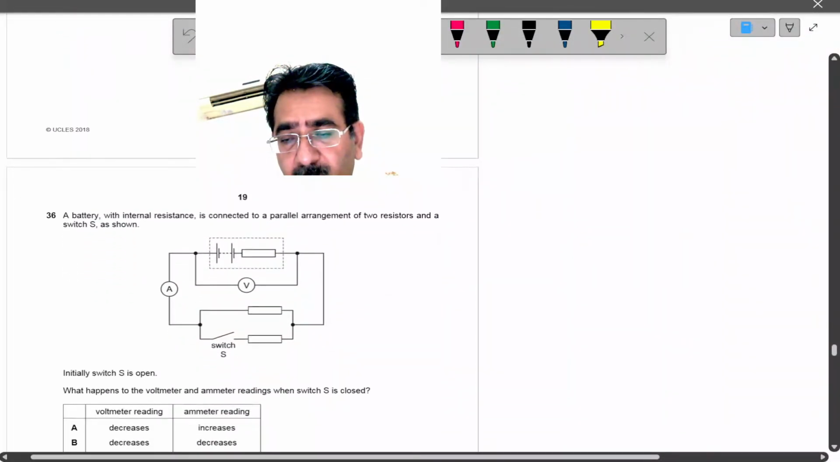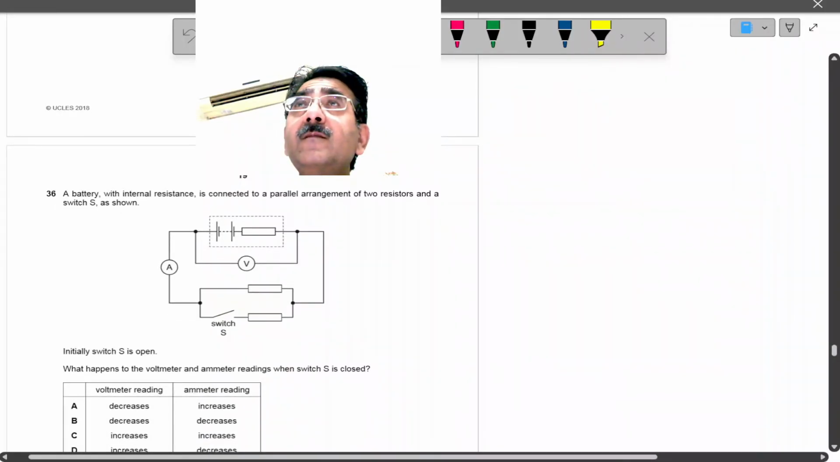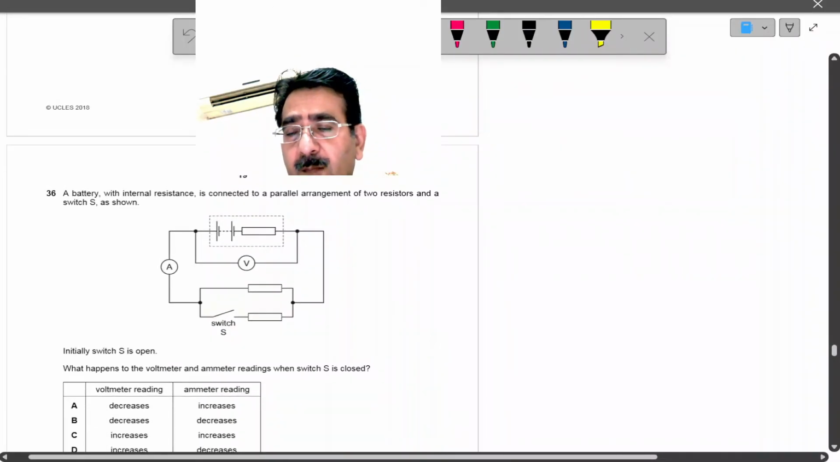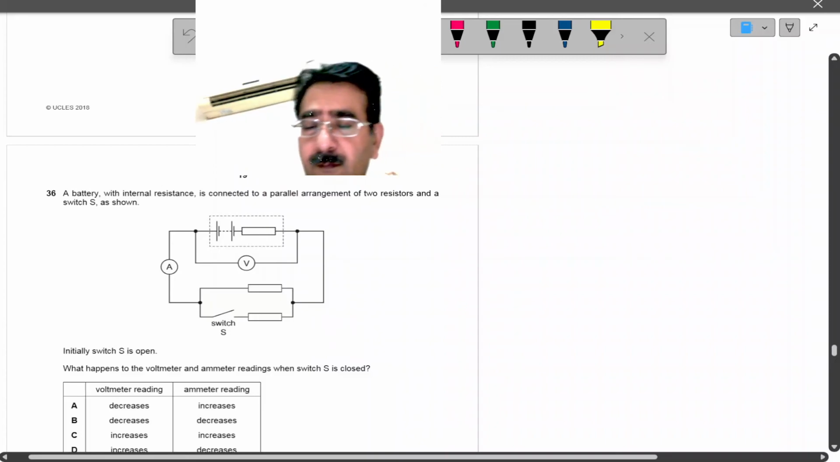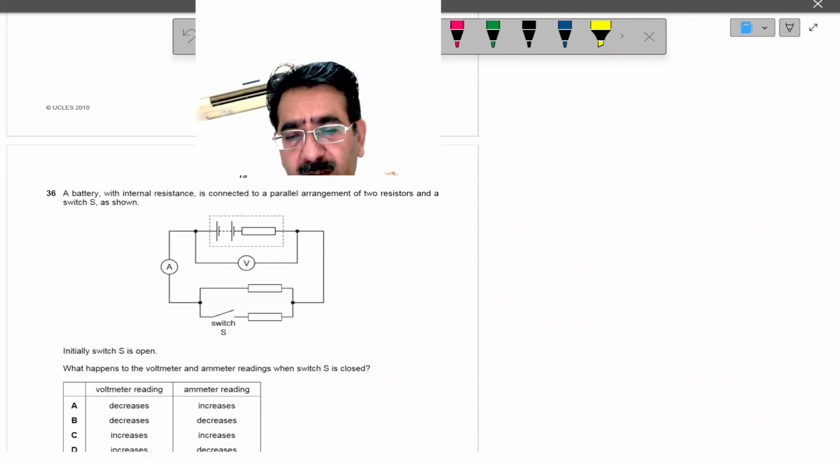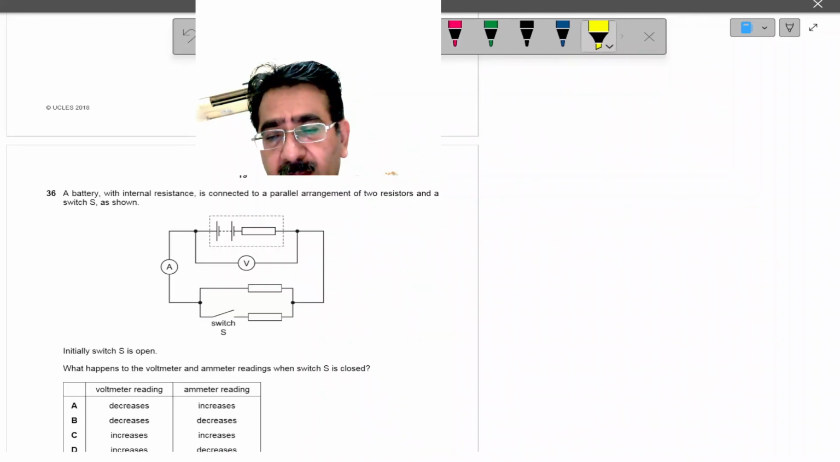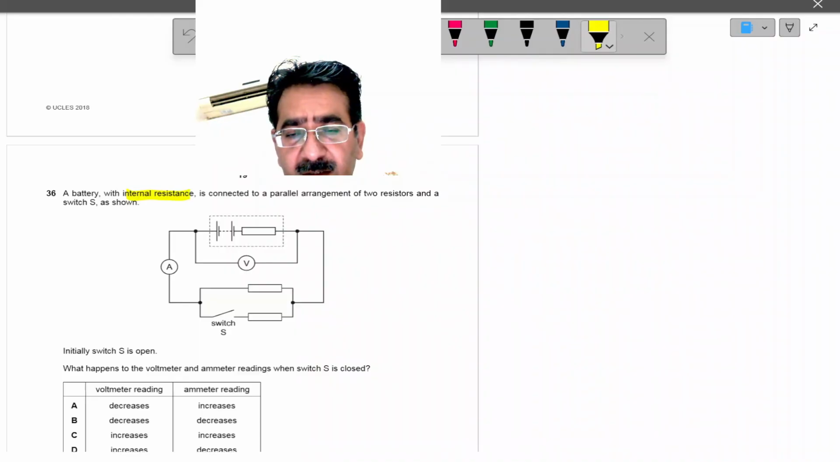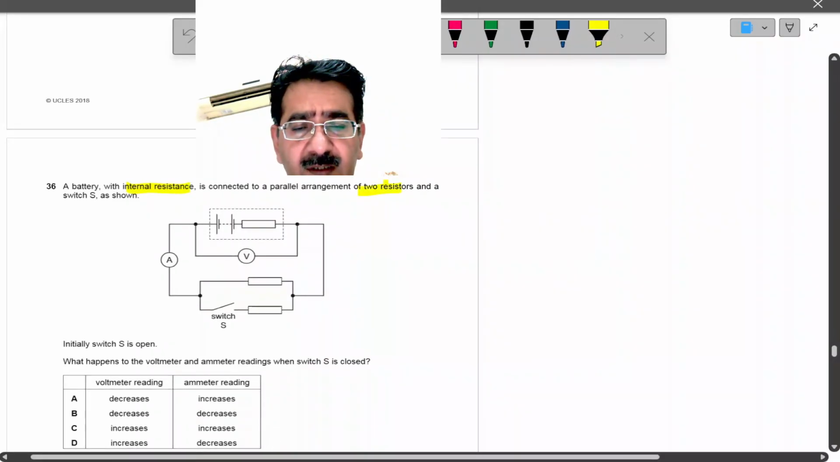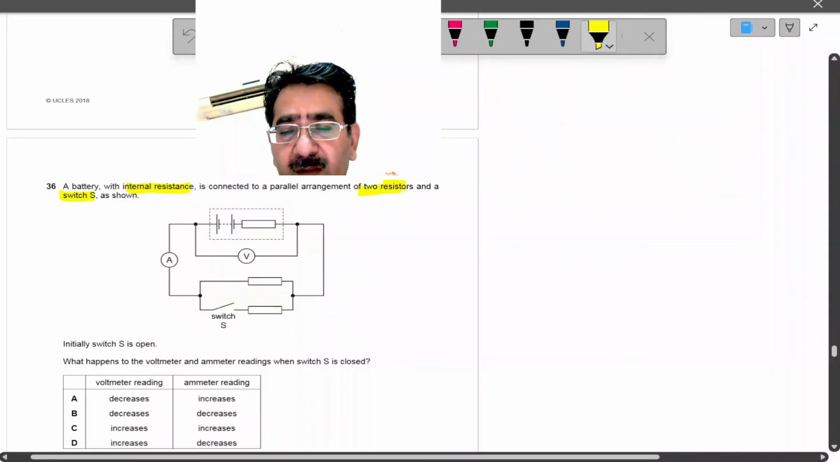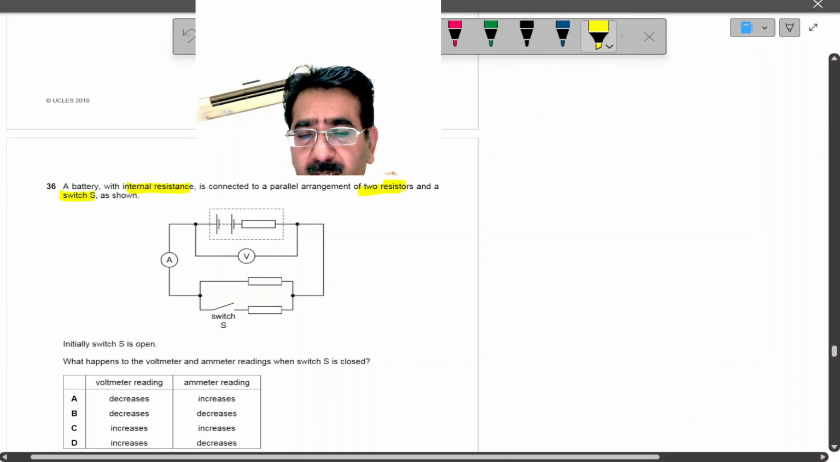36. Okay, a battery which has internal resistance is connected to a parallel arrangement of two resistors, as shown.